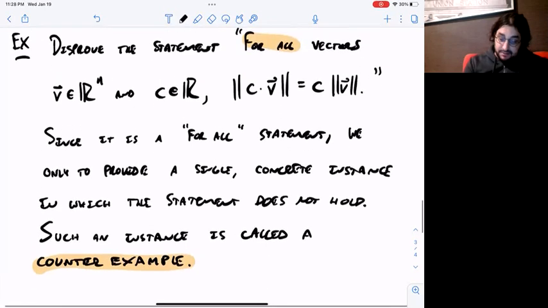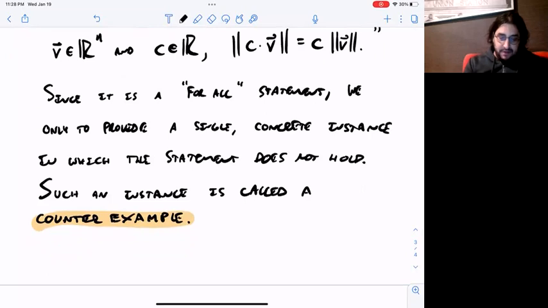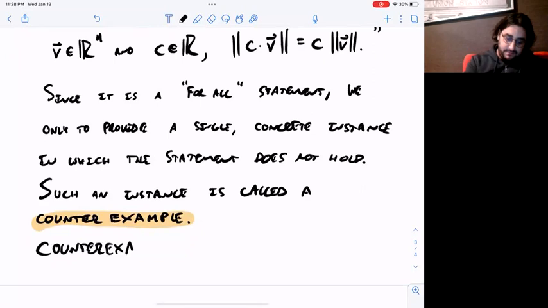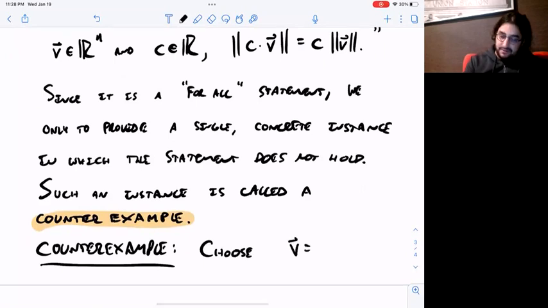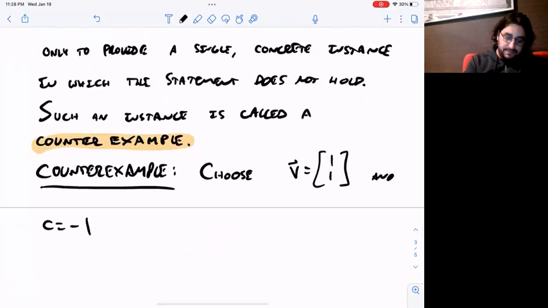In this case, here's my counterexample. Very often we try to be as clean or as simple as we can with counterexamples. You can look for a messy, fancy one, but why, right? You try to pick something as clean as possible. So here we go. Here's my example. I'm going to choose my vector v to just be (1, 1), and I'm going to choose c to be -1.